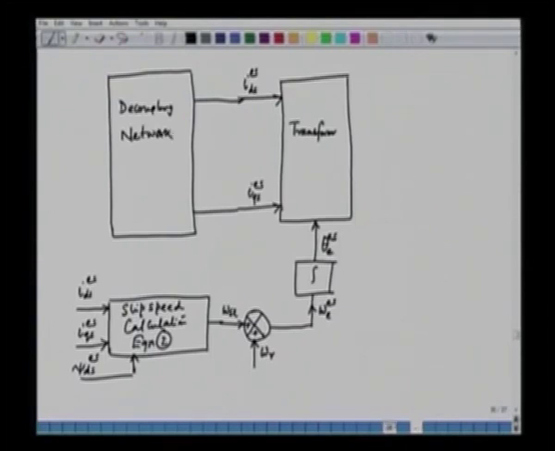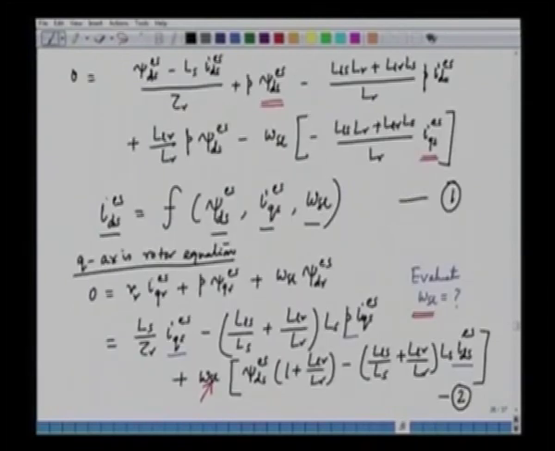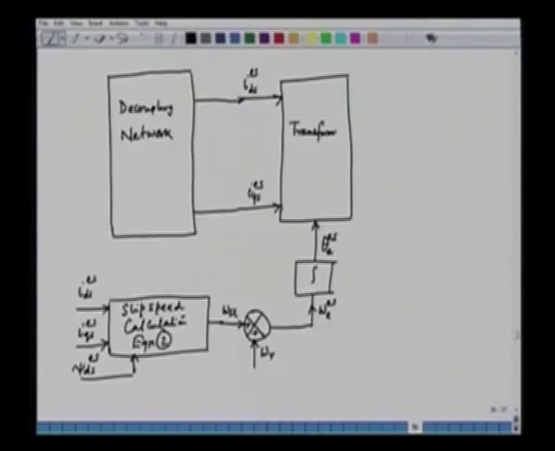And this decoupling network is basically obtained from equation 1. IDS is evaluated as a function of the d axis stator flux, the q axis current in the stator flux reference frame, that is IQS ES, and the slip speed that is evaluated using the slip calculator. So, we can use that in the decoupling network. So, what we have here is psi ds ES, and if we want to keep it constant, we can give a constant reference here, and then here we can have the IQS. This is the torque component of current.